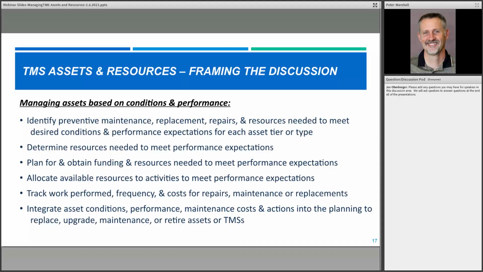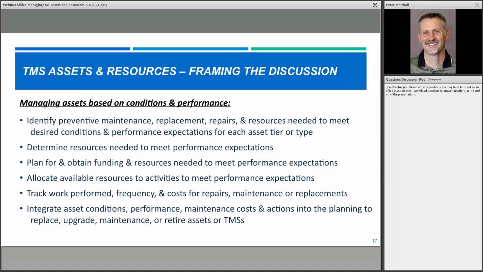So let's frame managing assets based on conditions and performance. A typical process might involve first identifying preventive maintenance, replacement, repairs, and resources needed to meet the desired conditions and performance expectations for each asset tier or type. Determine the resources that are necessary to meet those expectations.